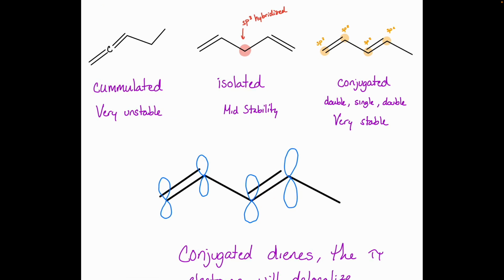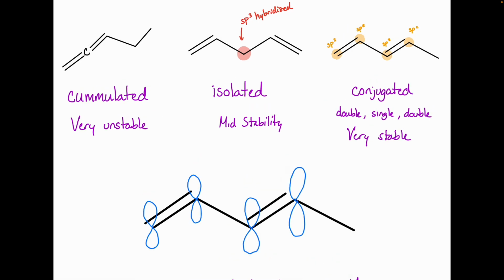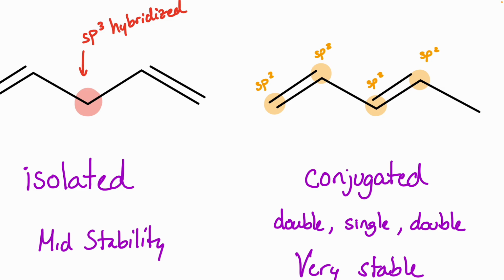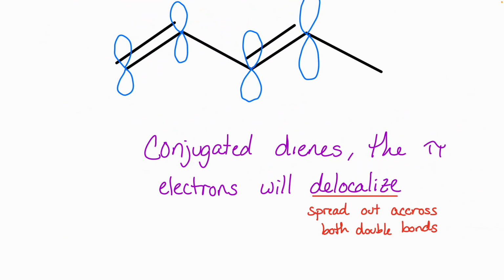Right? So the focus of this chapter is this idea of conjugation. You get conjugation when you have a bunch of sp2 hybridized carbons all lined up in a row. And what happens is that your pi electrons can delocalize to all of these positions across all of those carbons in a row. Cool. All right. So what about the stability of these molecules?